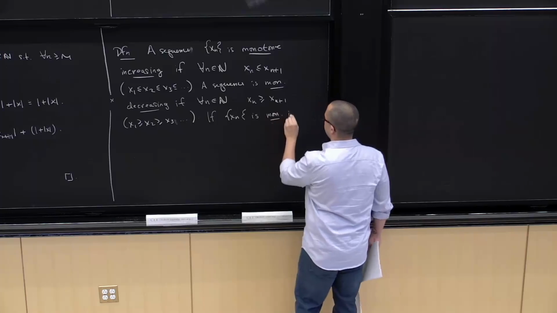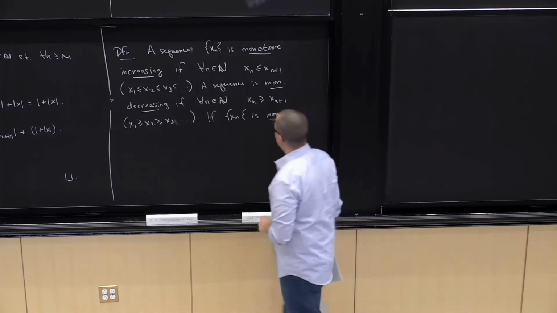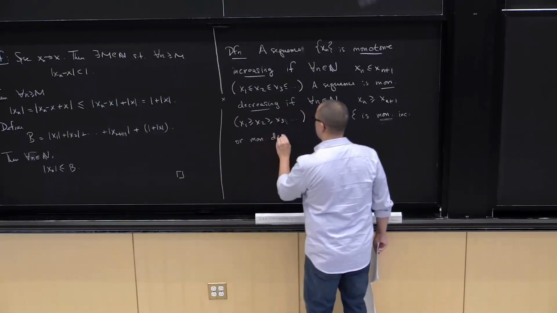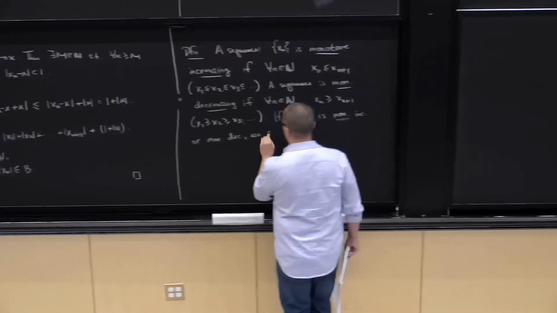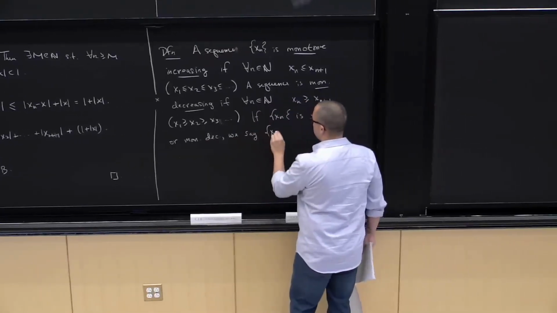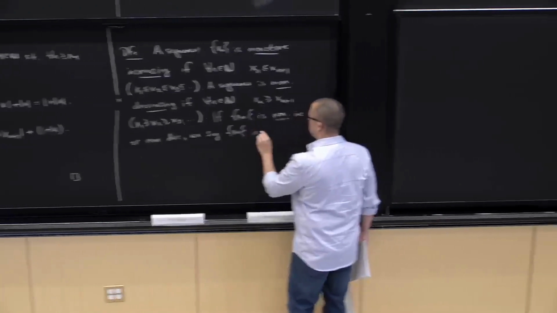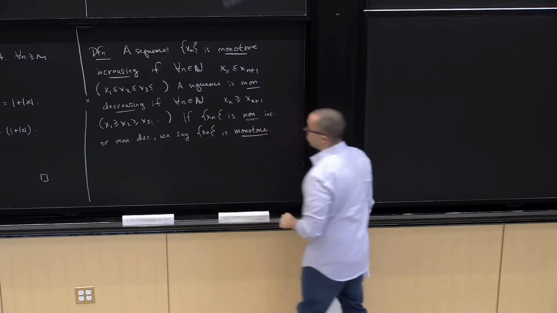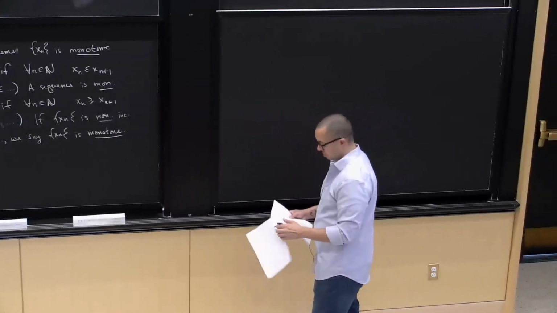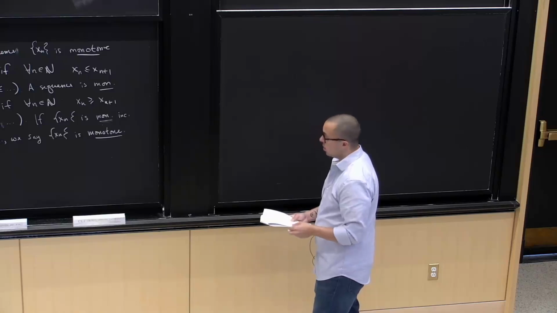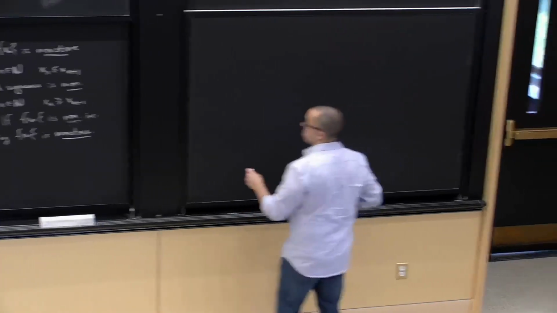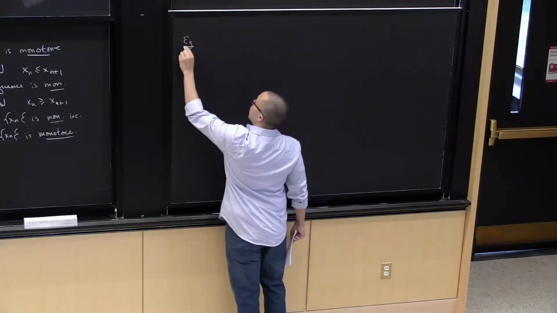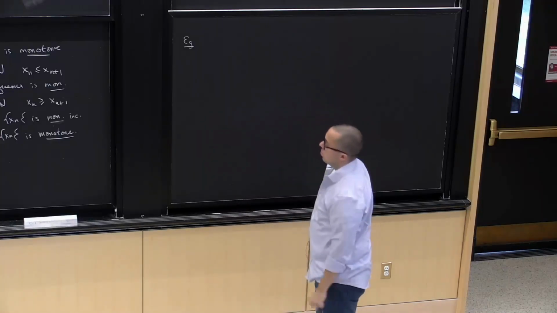And if we have a sequence which is monotone increasing or monotone decreasing, so it's one or the other, we say x sub n is monotone or monotonic. Okay? So, it's simple enough to come up with examples of sequences which are monotone increasing, monotone decreasing, or neither.